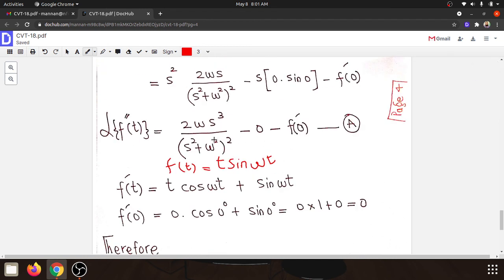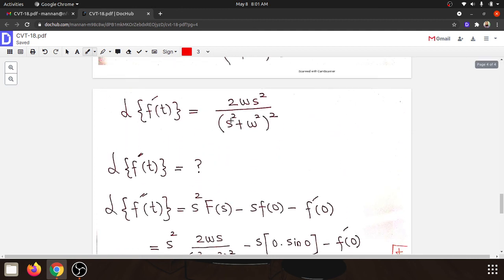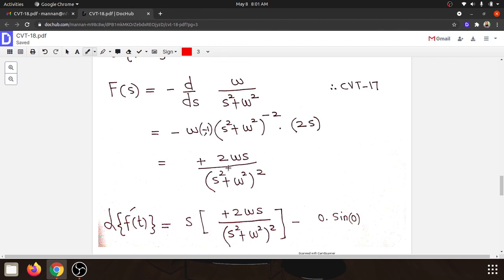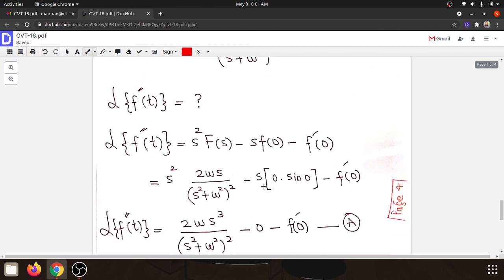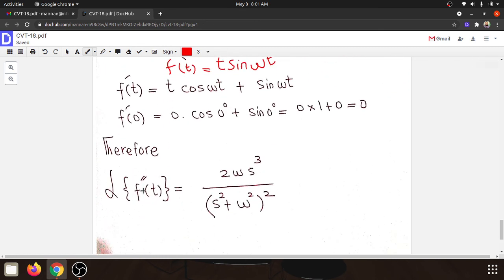So now we are all set to compute the Laplace transform of f prime prime of t. It is s squared times F of s, which is 2 omega s over s squared plus omega squared, the whole squared, computed on the last page, minus s times f of 0, which is 0, minus f prime of 0, which is also 0. So the Laplace transform of f prime prime of t is this.